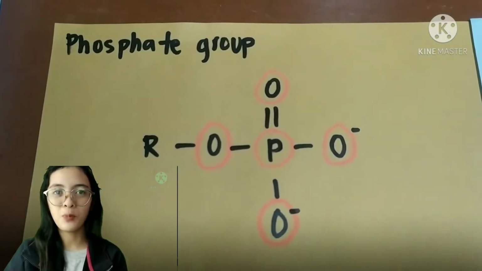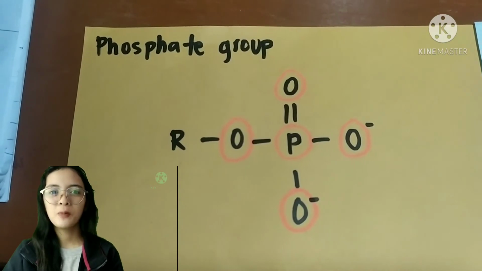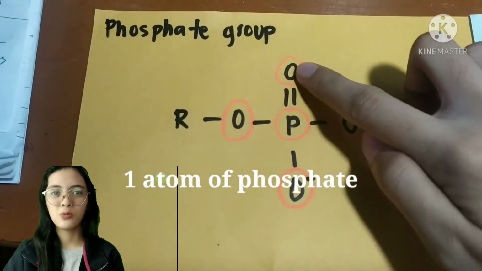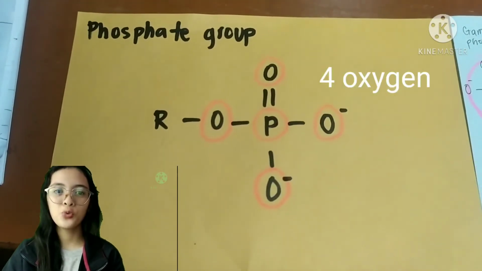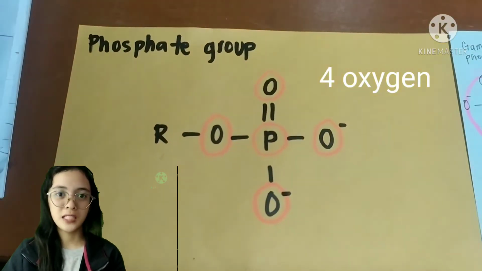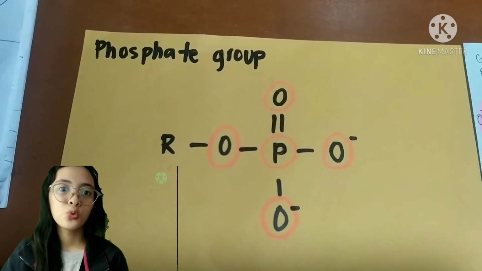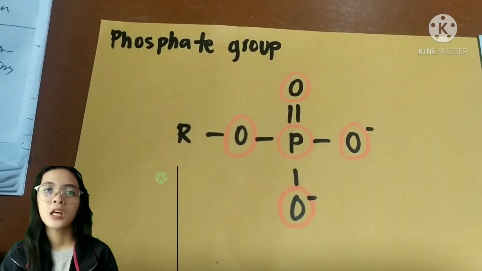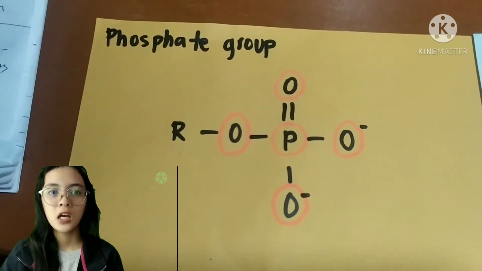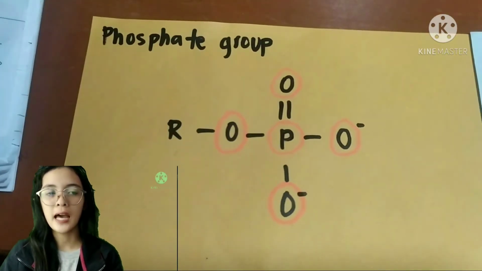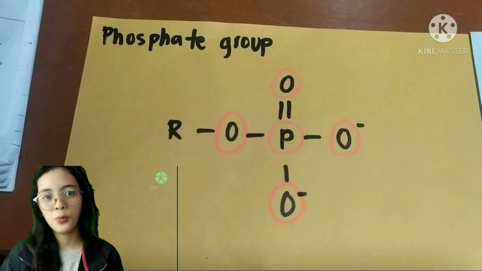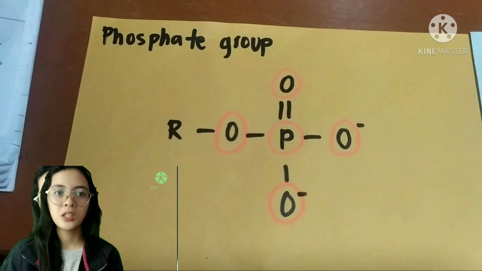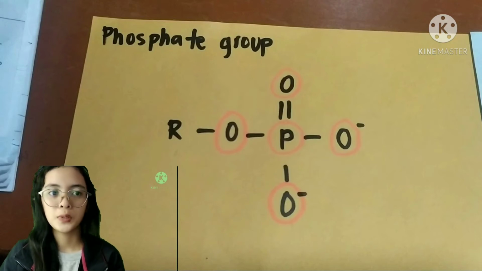The third one is a phosphate group. The phosphate group is a molecule containing 1 atom of phosphorus covalently bonded to 4 oxygen atoms, 2 of which can be expressed as a hydroxyl group. They are relatively reactive molecules that readily form phosphoester bonds via interaction with hydroxyl groups.